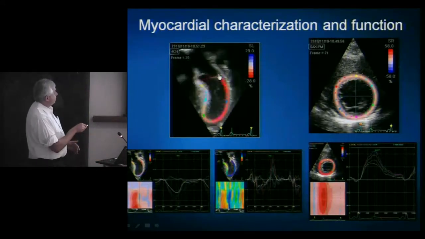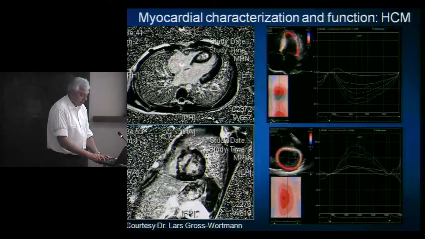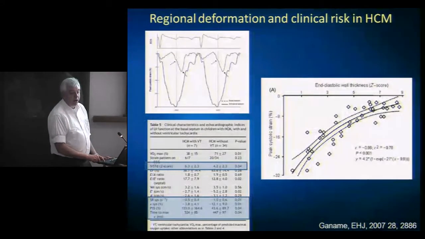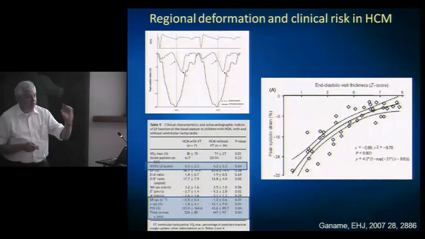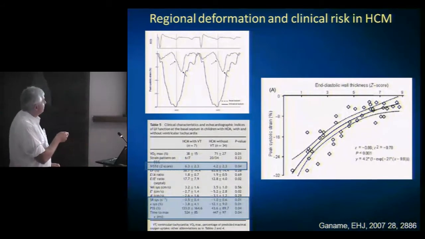I've already shown you this. Look again at this very abnormal basal deformation in the longitudinal strain. There's correlation with late gadolinium enhancement on MRI. And this is important because the most thick segments at that basal septum are also the most abnormal, as I showed you in terms of strain, but also have post-systolic contraction, as Javier Ganami showed.